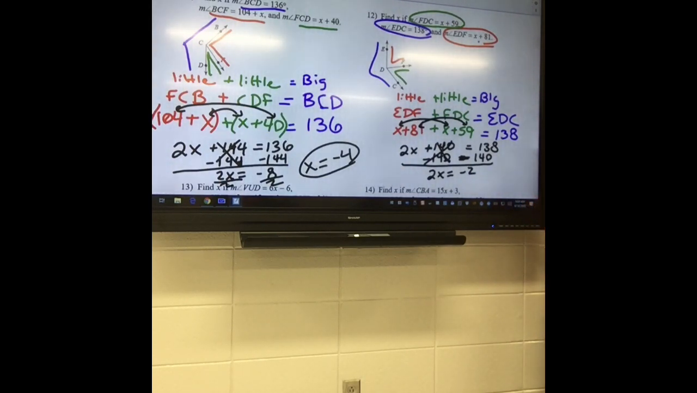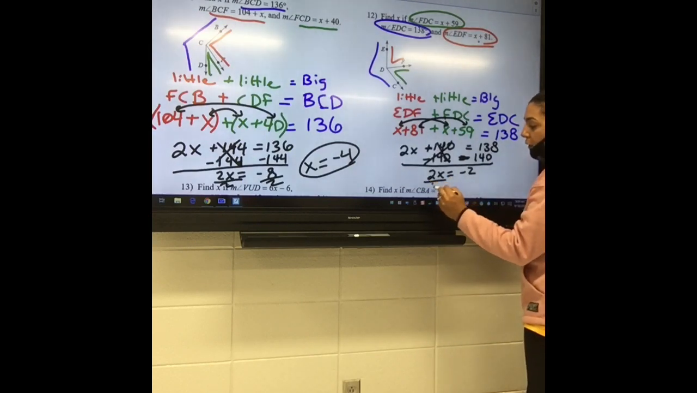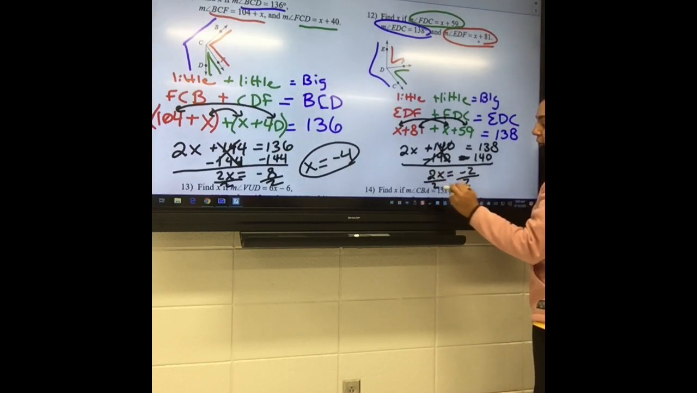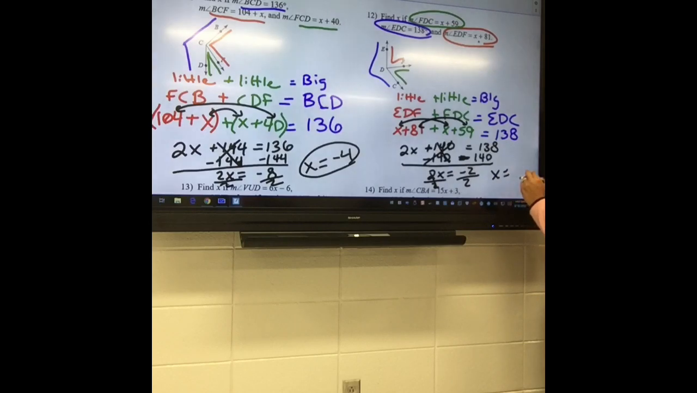Then we do division. What is negative 2 divided by 2? Negative 4. Negative 1. Close. No, it's fine. Okay, so my x equals negative 1.